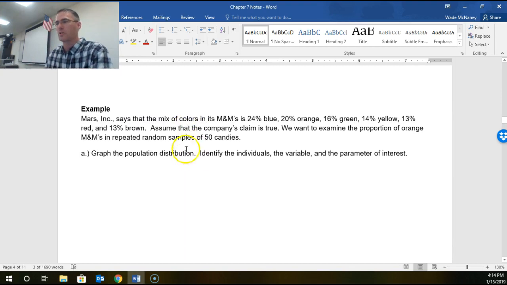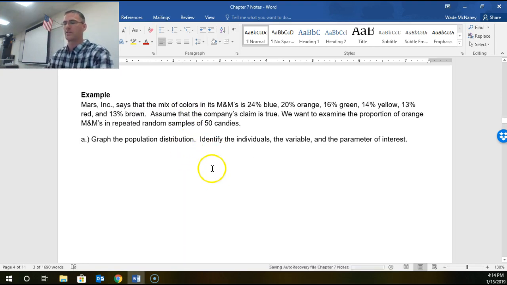Okay, so we're just going to talk through this a little bit. We're not necessarily going to do all this. I'm going to breeze through this pretty quickly. Mars says that a bag of M&Ms has 24% blue, 20% orange, 16% green, 14% yellow, 13% red, 13% brown. Assume it's true. We want to examine a proportion of orange in a repeated sample of 50 candies.